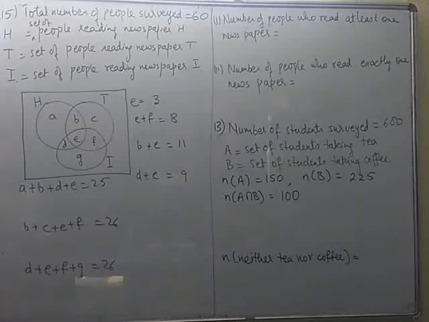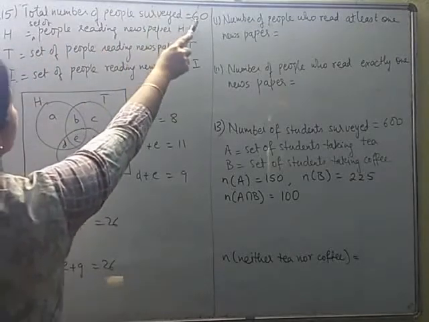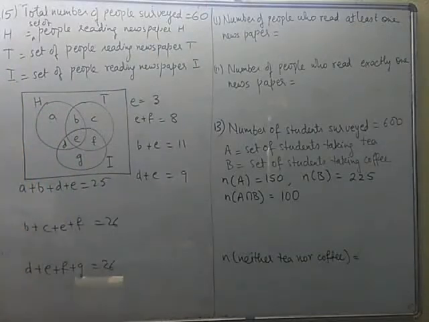Some more questions from the miscellaneous exercise based on applications. This is the 15th one. You can see some of the details I have already written. I'll quickly explain it to you. It is given that the total number of people who were surveyed is 60, and the people were surveyed on the basis of the newspaper they were reading.